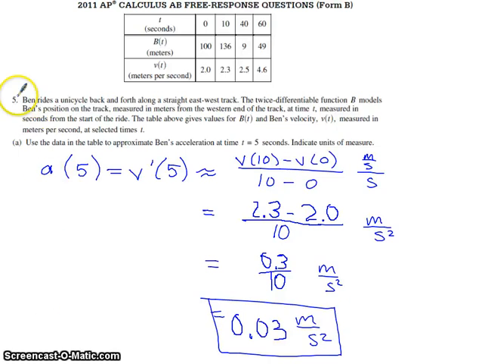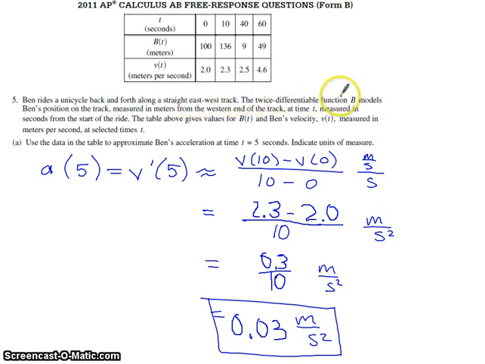This is problem number 5 from the 2011 Form B of the AP exam. This was actually on the AB and the BC exam. And the problem setup is that someone is riding their unicycle back and forth along a straight east-west track.